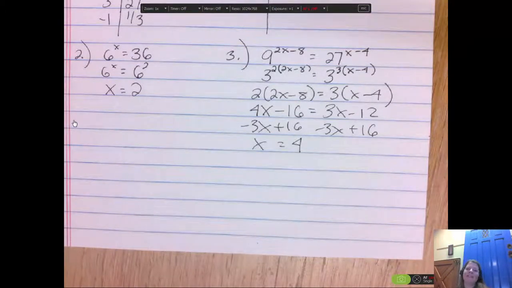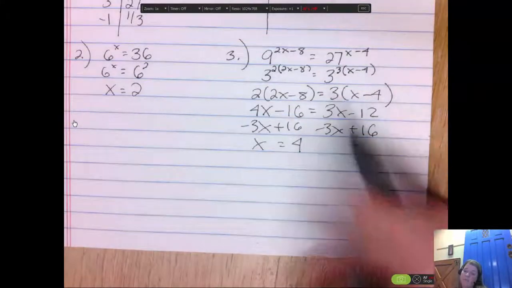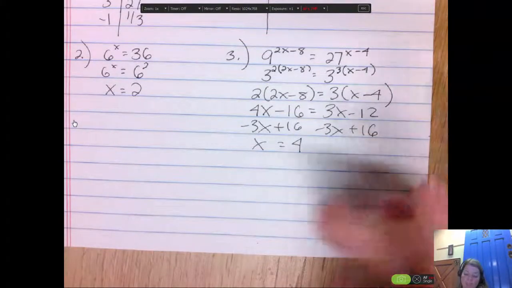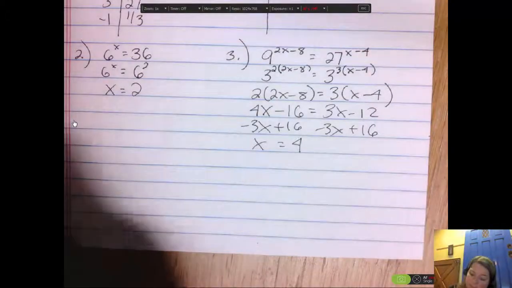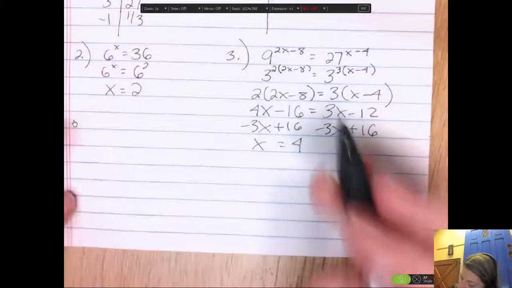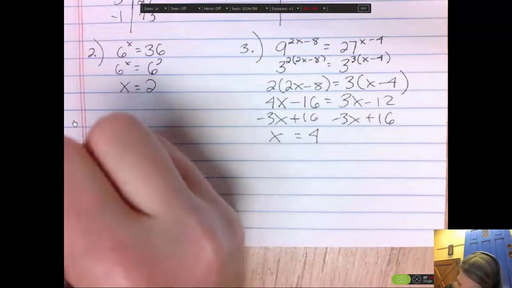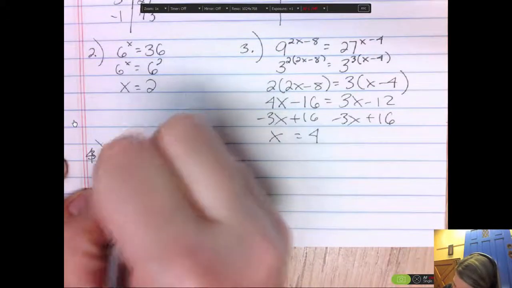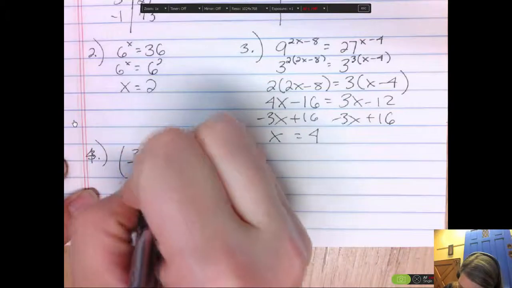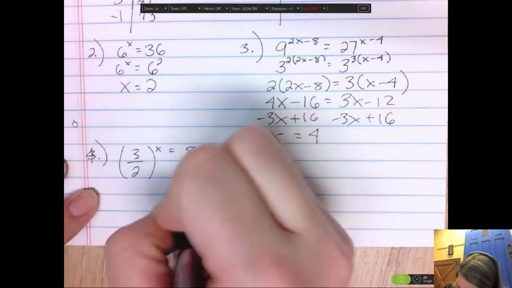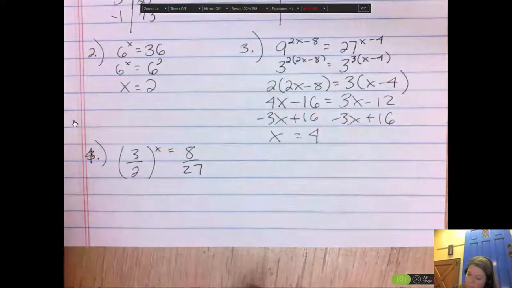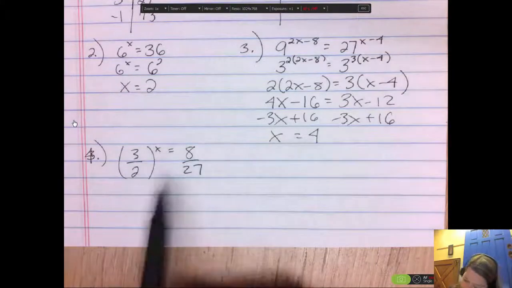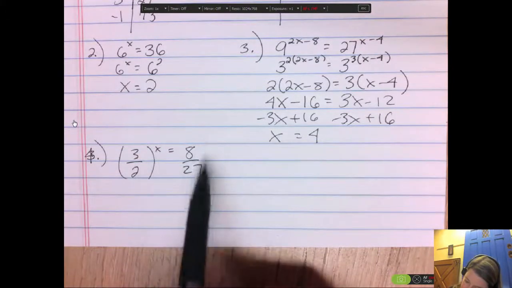We'll learn in this section, as we start doing more and more logs, another way to do this type of problem with the x as the exponent. So let's look at one more because it's a fraction and it's a little bit confusing. This is my fourth one. What if I have 3 halves all to the x power equals 8/27? So 3 halves to the what power is going to equal 8/27?